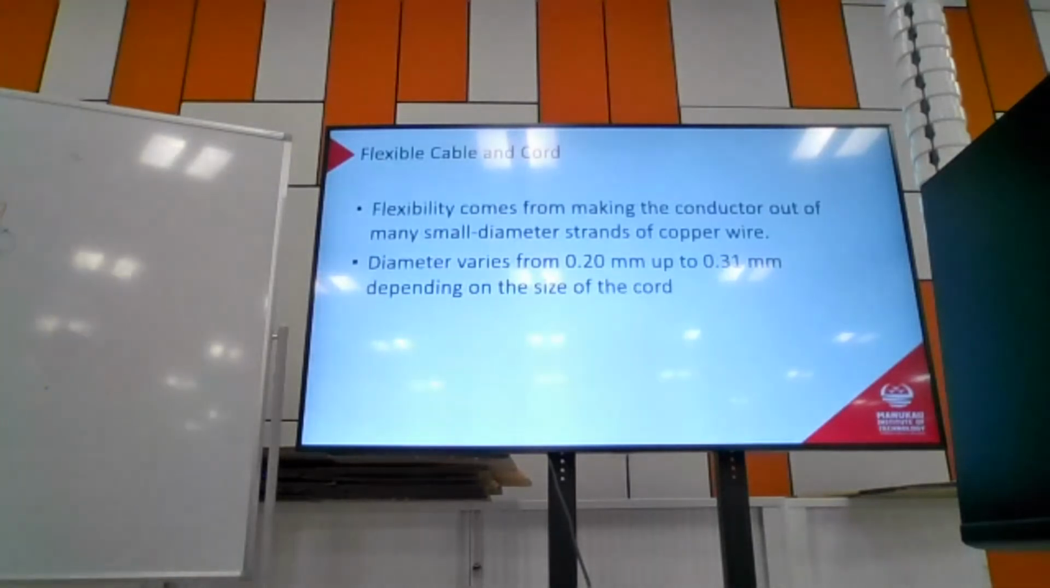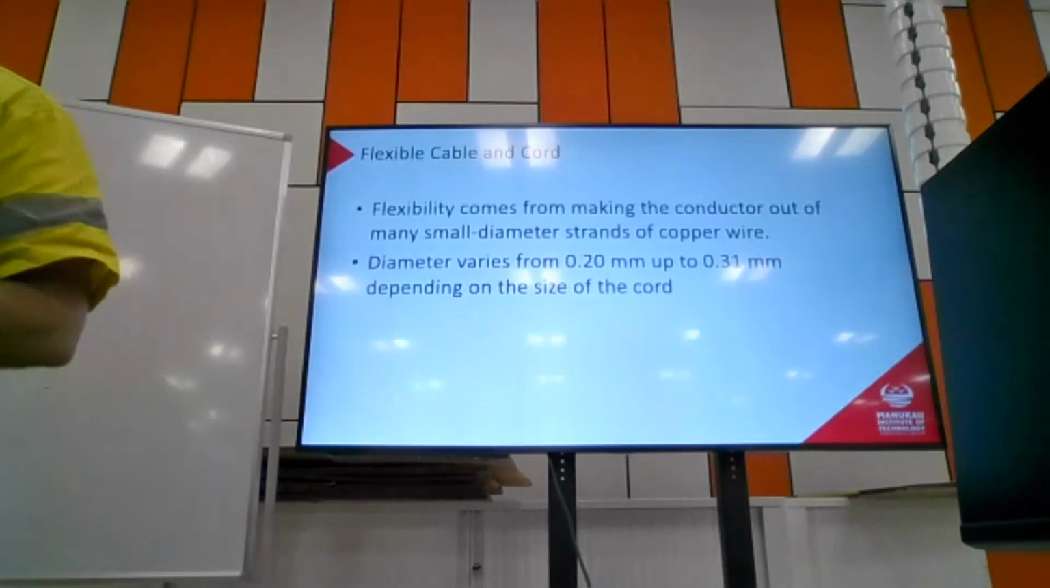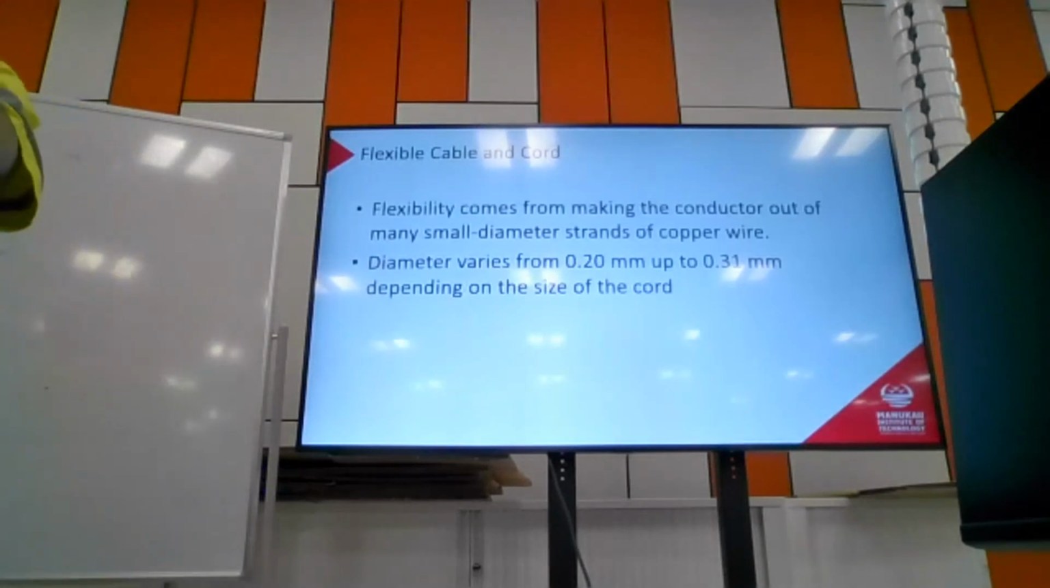And hence you will also notice, when we're talking about TPS, for a 1 mil, it's just the one core. For 1.5, I think you usually have 3. 2.5 is 7, I think, and it goes up from there.